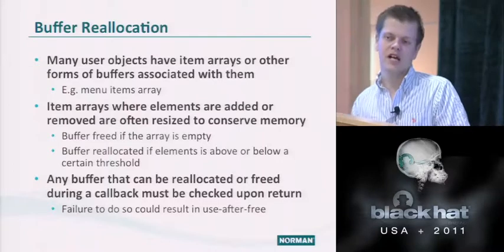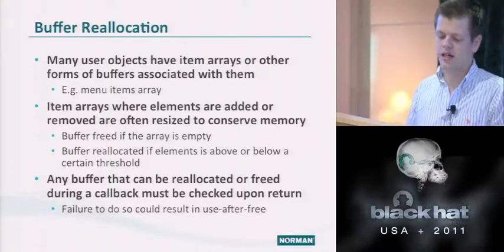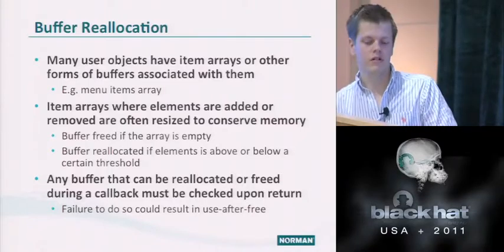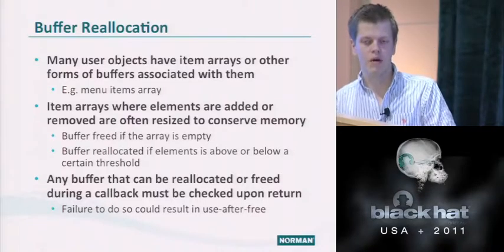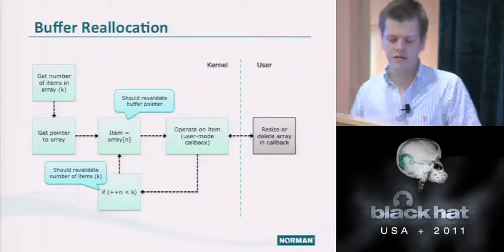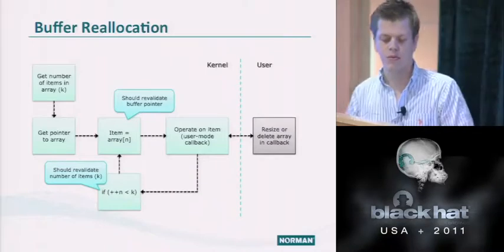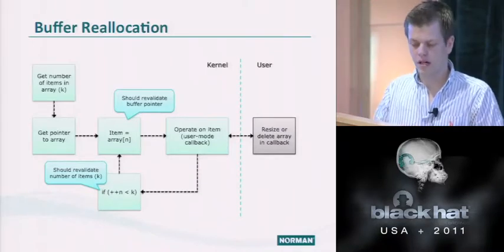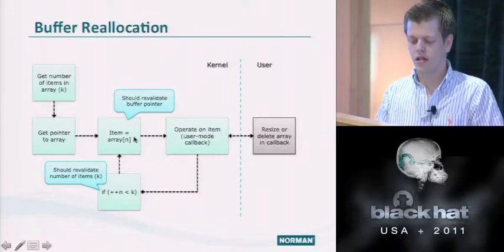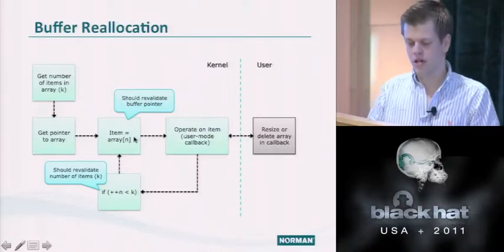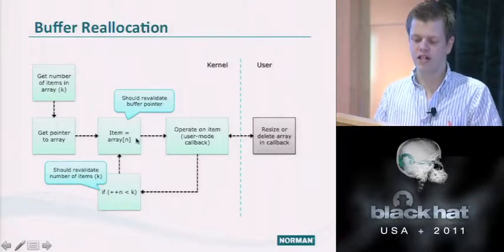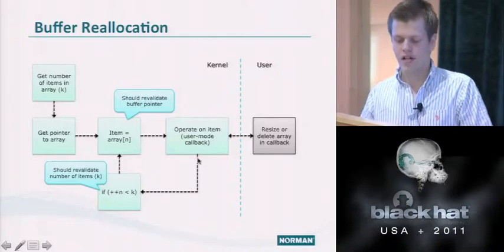And any buffer that can be reallocated in a callback has to be checked upon return. If you don't do this, there's a high probability of ending up in a use after free condition. So this basically sums up where the checks need to be performed. You get the number of items in the array, you get a pointer to the array, you look up the first item. This should actually revalidate the buffer pointer for each iteration. Then you operate on that item.